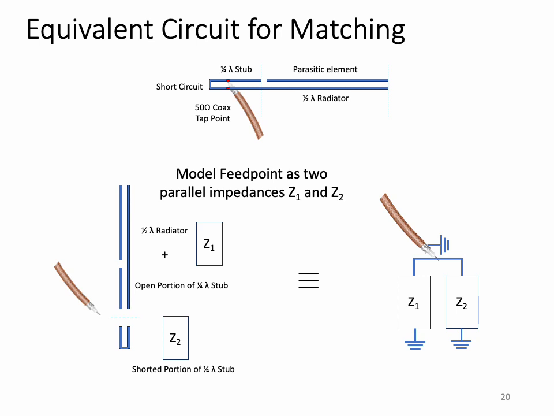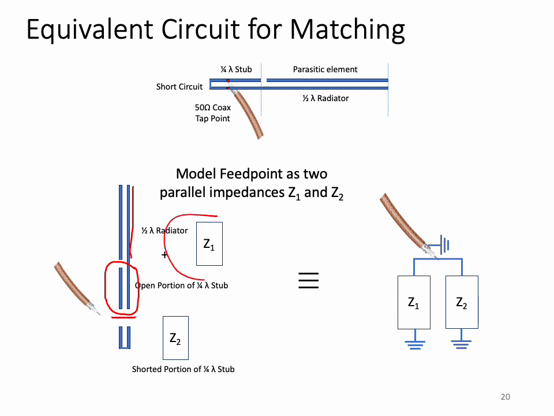From a circuit perspective, we can break the antenna into two parts. The top part consists of the half-wave radiator, that's this portion right here, plus the portion of the quarter wave stub that is above the feed point. So here's the feed point, and the portion of the quarter wave stub that's above the feed point is this portion right here. The sum of those two we'll call impedance Z1.